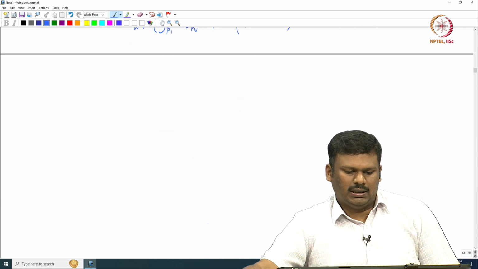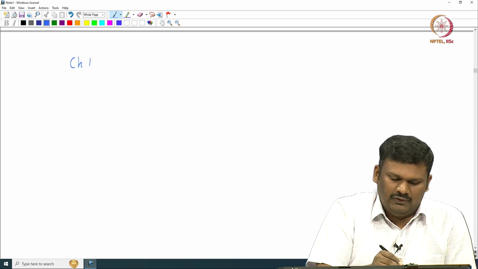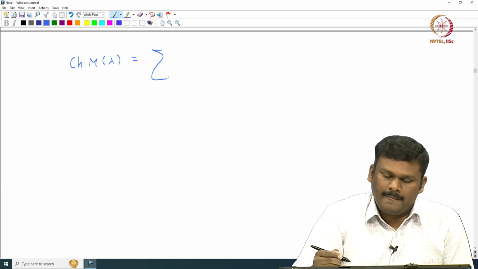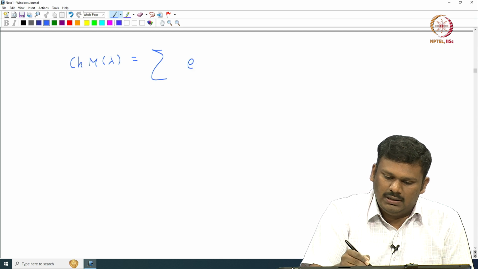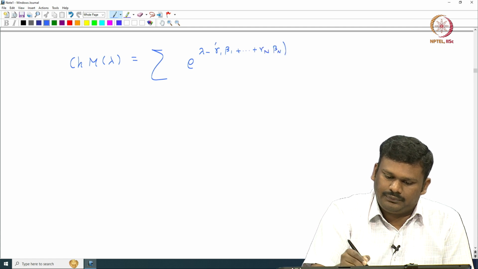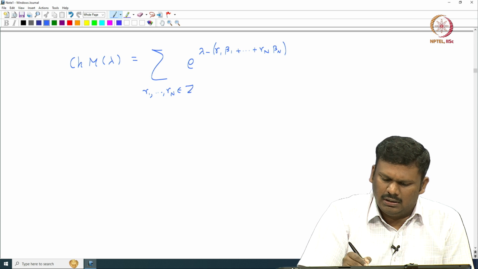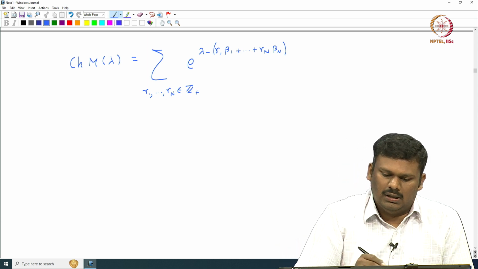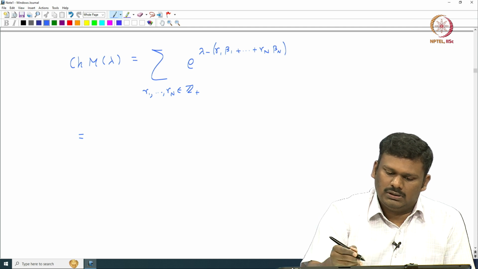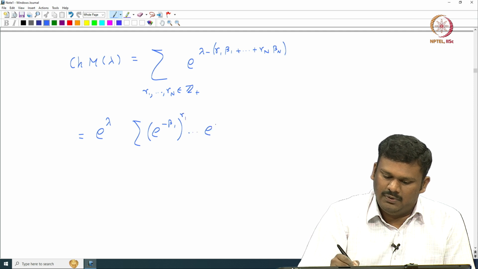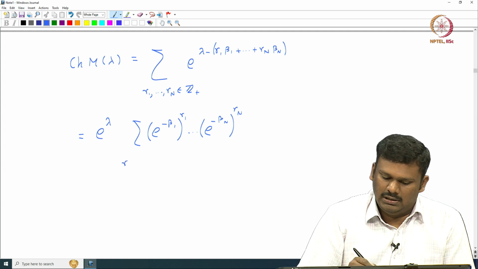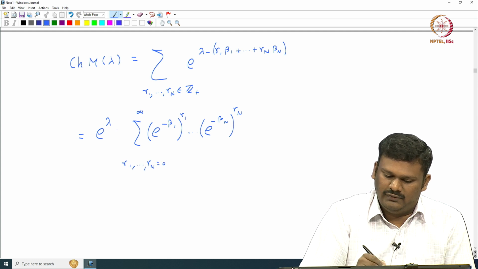So, now if we just work it out using this basis, the character of M(lambda) is going to be summation. For each basis element you want to have the corresponding exponential. So, this is going to be e power lambda minus r_1 beta_1 plus etcetera plus r_n beta_n, where r_1 etcetera r_n they all run over 0 to infinity. So, now this can be rewritten as follows. Okay. If you rewrite this, you can write it as e power lambda summation e power minus beta_1 power r_1 times etcetera times e power minus beta_n power r_n, and these r_1 etcetera r_n run over 0 to infinity.